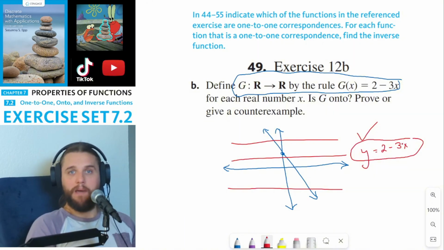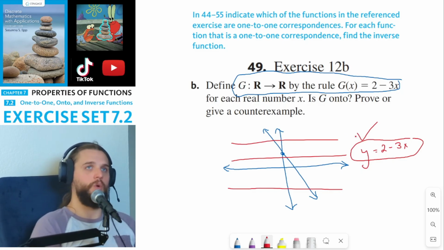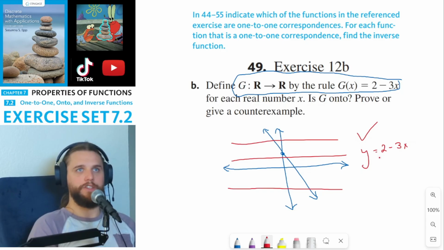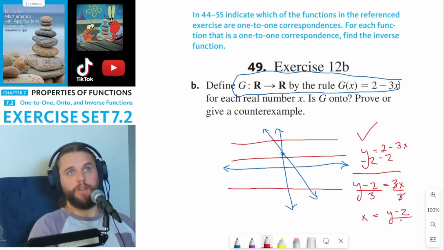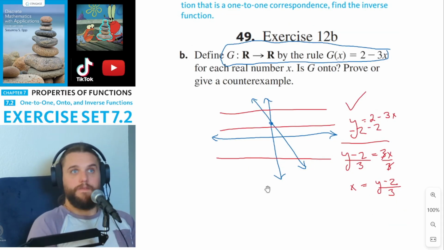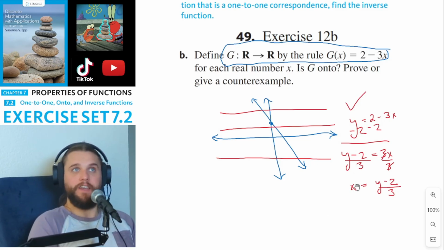Now, according to PEMDAS, you're supposed to do multiplication before subtraction, but when you're solving for x, you have to undo the operations in reverse order. So to solve for x here, I'm going to subtract 2 on both sides, and then we'll divide by 3. So we get x equals y minus 2 over 3. Now, I haven't swapped the letters. This x really does represent the same x as the original function here. This x that you're looking at is the same x here.